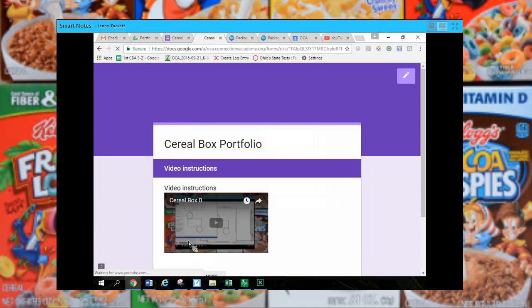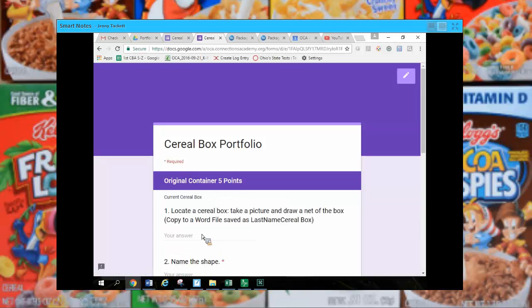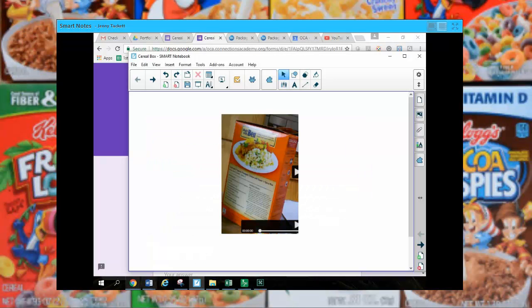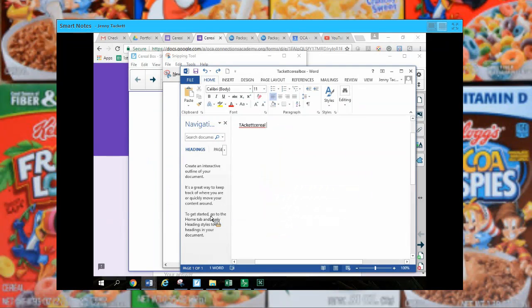First thing we do in this portfolio is this instructional video. Next thing is type in your last name, first name, just as it is in Connexus. We're asked to locate a cereal box, take a picture, draw a net of the box, and copy this into the Word file. Well, I realized that I did not have a cereal box, but I do have a rice box. So I copied the rice box into my Word document.